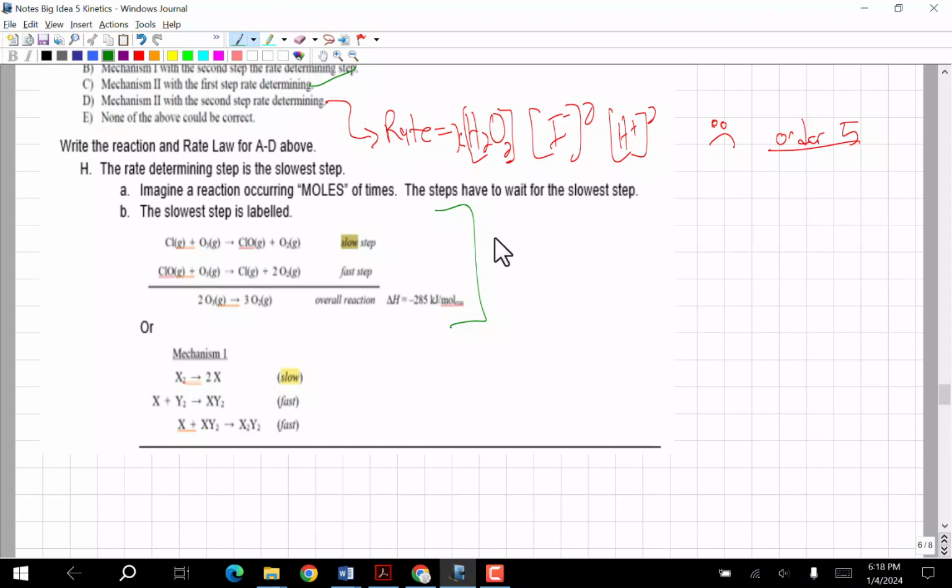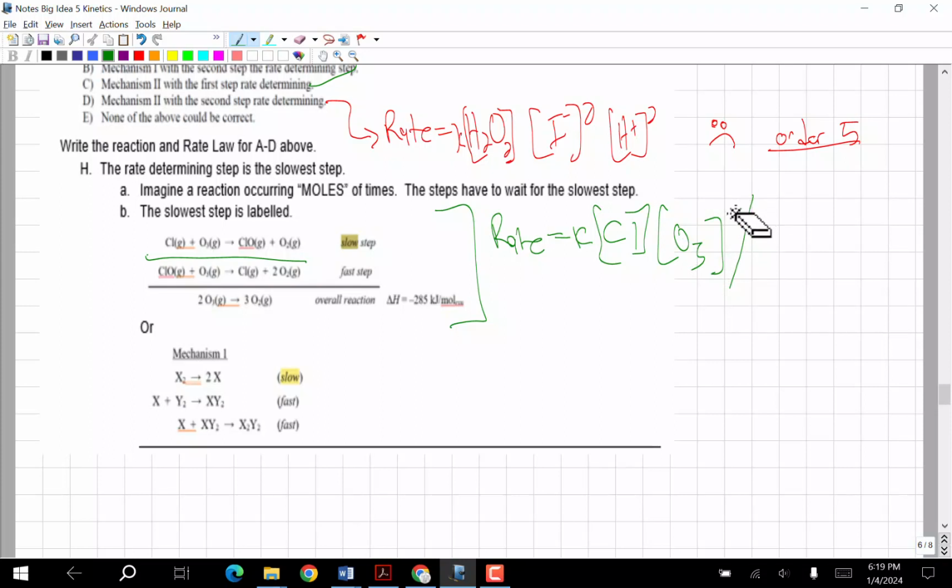So what that would mean is, how do I figure out which one's the rate law? Rate equals K, slow. Cl times O2. Oh, yeah, it's O2. Good. Okay. Maybe it's O3. I copied this to put it in a better writable thing, but I didn't get as good a result. Okay. Imagine a reaction occurred moles of times, the steps wait for the slow step. The slow step is labeled. And there you go. So which one is it? Mechanism 1 or mechanism 2?